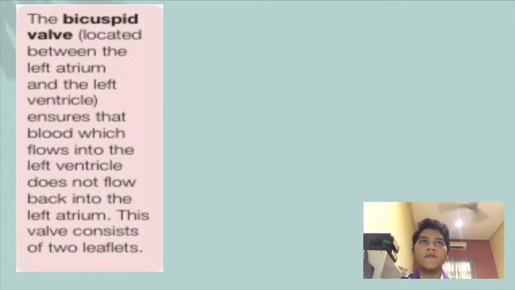The bicuspid valve located between the left atrium and the left ventricle ensures that blood which flows into the left ventricle does not flow back into the left atrium. This valve consists of 2 leaflets.